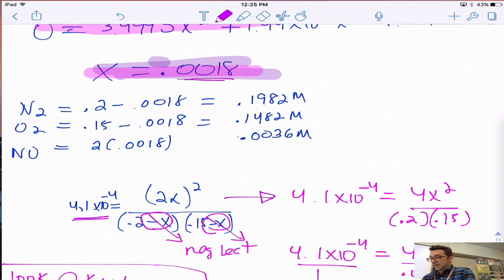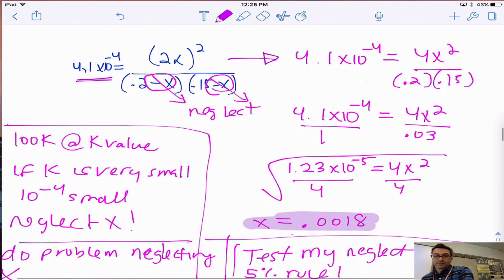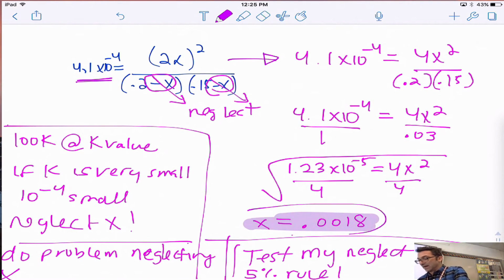And if we solve for the x on top here, and we go through and we take the square root, look at what our x value is. Our x value is 0.0018. And what then proceeded in class was this discussion of, well, how do you know that you can neglect x? And the idea is that when K is very, very small, like 10 to the negative 4 small, the amount of reactant forming product is also very, very small. Remember, when you have a small K, you don't form a lot of products. So we can neglect that x because the change is really, really tiny.